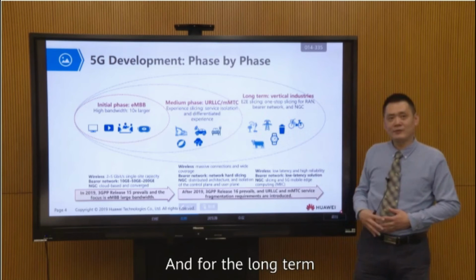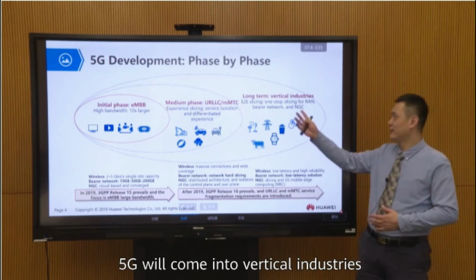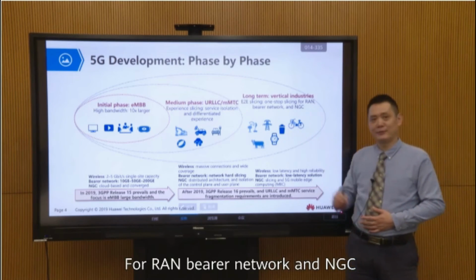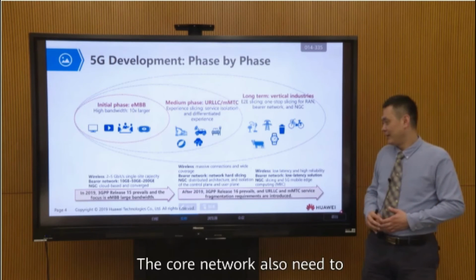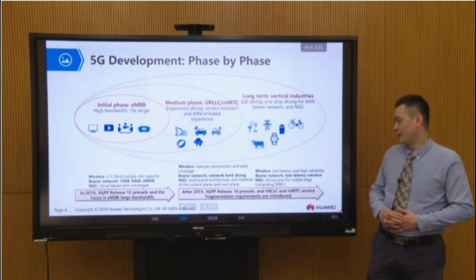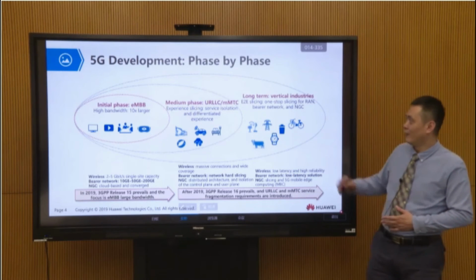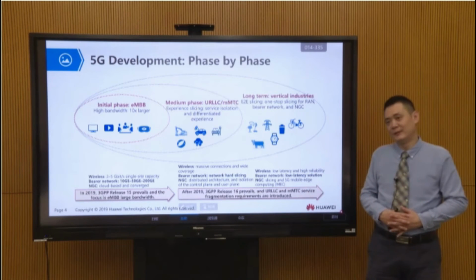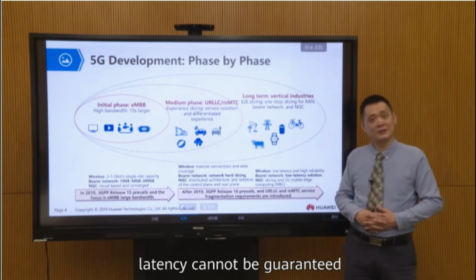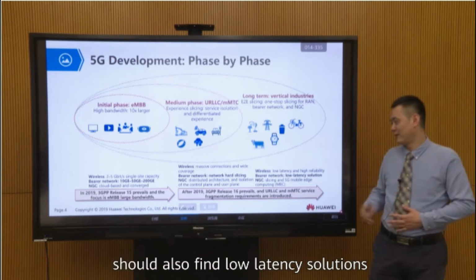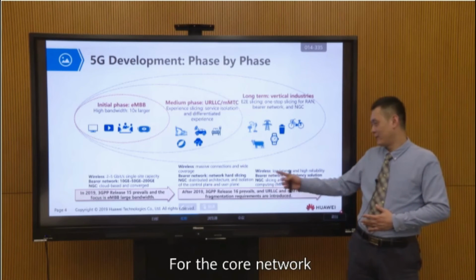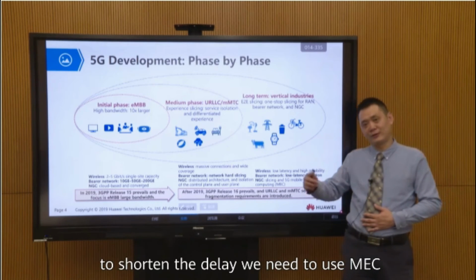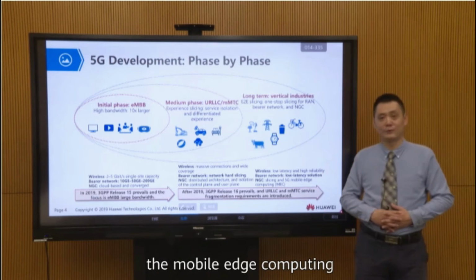And for the long term, okay, for long-term run, the 5G will come into vertical industries and supporting end-to-end one-stop slicing for RAN, barrier network, and NGC. And the core network also need to provide a low latency solution. Okay, if only the access network and the core network can provide low latency, if the transmission network cannot support low latency, of course, the end-to-end latency cannot be guaranteed. Okay, so the barrier network should also find the low latency solutions. And for the core network, slicing. Of course, slicing should be supported. And in some scenarios, to shorten the delay, we need to use the MEC, that is the mobile edge computing.